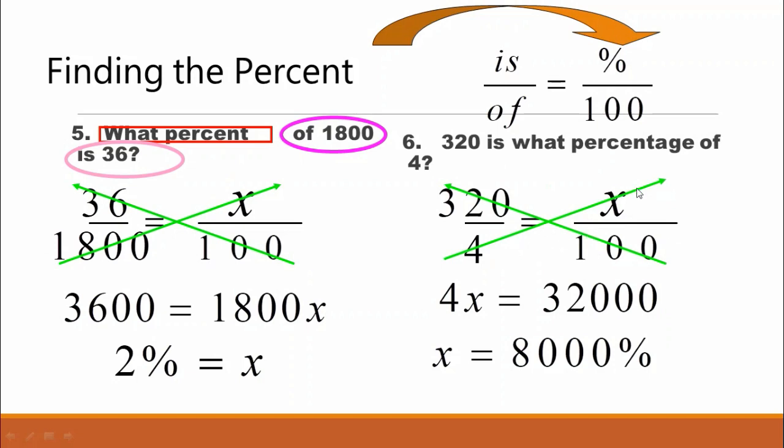Now by cross multiplication, 4 multiplied by x equals 320 multiplied by 100, which is 32000. Since 4 is connected with the unknown variable, dividing both sides by 4, we obtain x is equal to 8000%.